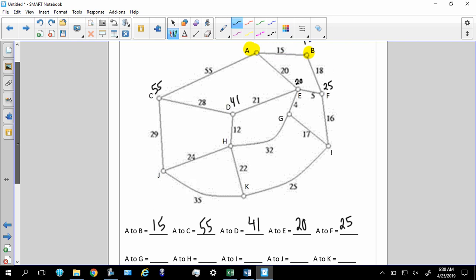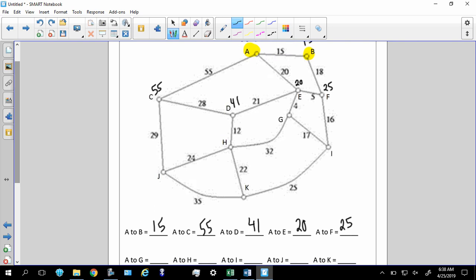Let's see, next one is A to G. Where's G? All right, so A to G is right there. I don't think I can beat it. That's going to be 24. All right, A to H. Where's H? There it is right there. So 41 plus 12, that's like 53. 24 plus 13, that's like 37. I think it's going to be 53. Again, I'm doing this really quickly. I don't want to waste too much time doing this.